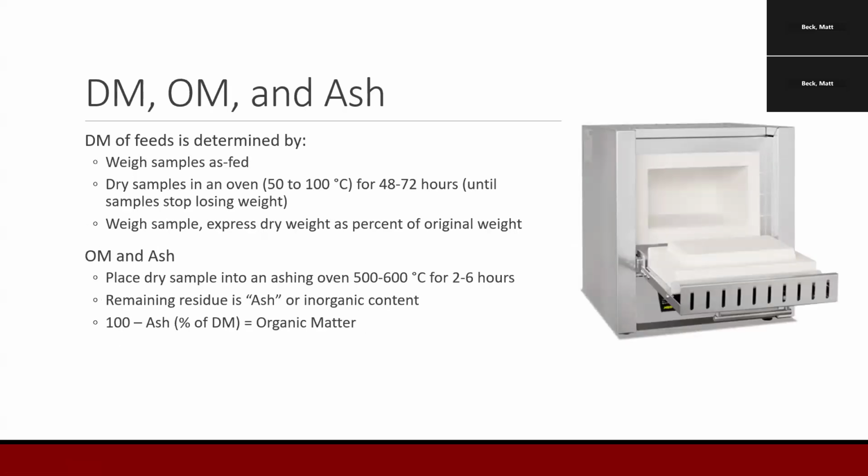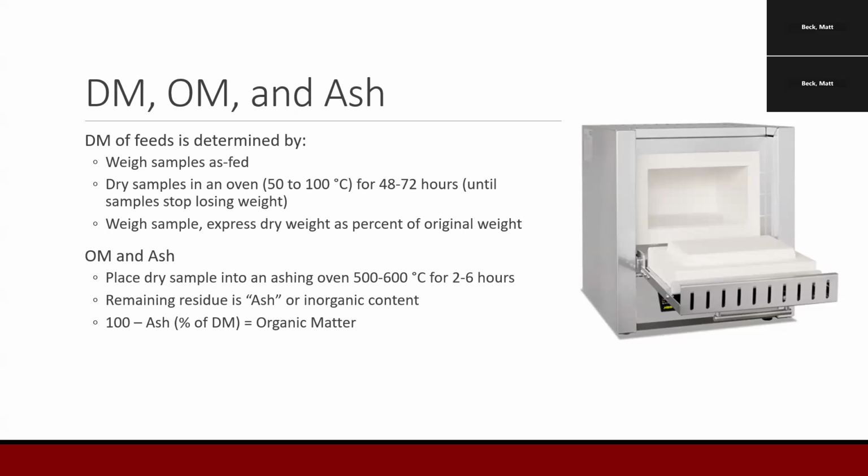Okay, so dry matter, organic matter, and ash. All right, so we can weigh the sample as is. We can dry it in an oven somewhere between 50 to 100 degrees Celsius for 48 to 72 hours. Really, we should take it out periodically and stop drying it whenever the weight doesn't change, so when that sample doesn't lose any more water, okay?